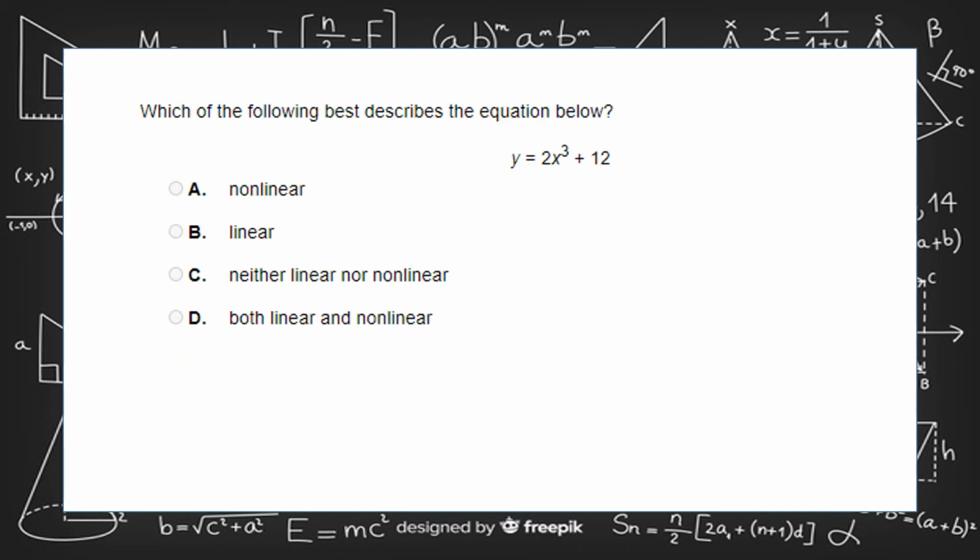Which of the following best describes the equation below? Oh, I see that exponent that we were talking about on the last problem. Anytime I have an exponent other than one, it is going to be a nonlinear equation. So exponents equal nonlinear. Oops, sorry, ran out of room. There we go.